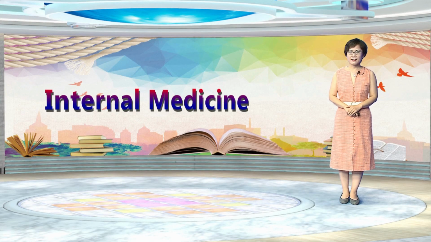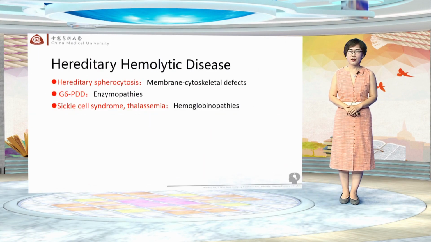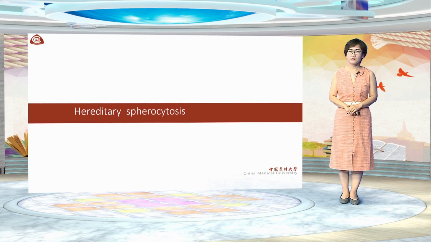In the next few classes, we will introduce several hereditary hemolytic diseases. Hereditary spherocytosis is a disease of membrane cytoskeletal defects, and is the focus of this lesson. Glucose 6-phosphate dehydrogenase deficiency is the most common type of enzymopathies. Thalassemia and sickle cell syndrome are the representatives of hemoglobinopathies. They will be introduced later. First, we will introduce hereditary spherocytosis.